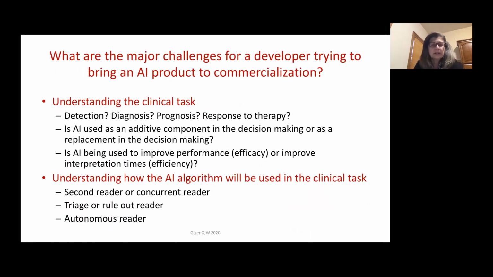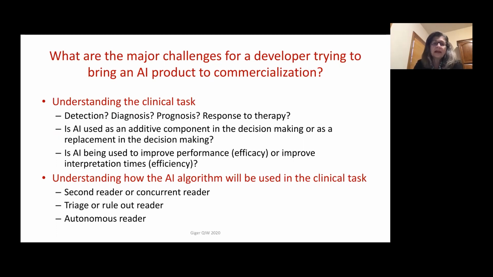The developer needs to understand the clinical task. Are you looking to detect or diagnose? Are you looking at response to therapy and using multiple images over time? Are you going to be using AI as an additive component in the decision making, or as a replacement in the decision making?